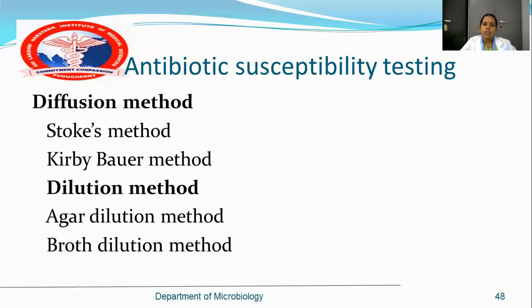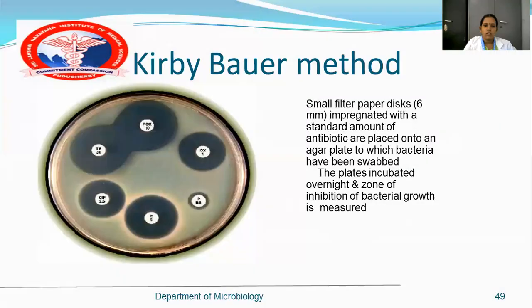Okay, now we have come so far. We have seen the antimicrobial agents, their classifications and everything, and antimicrobial resistance. Finally, how do you tell this drug is sensitive and this drug is resistant? By doing antibiotic susceptibility testing. So here, what are the methods they will use? Diffusion method, which is manual: Stokes method, Kirby-Bauer method. Dilution method: agar dilution and broth dilution.